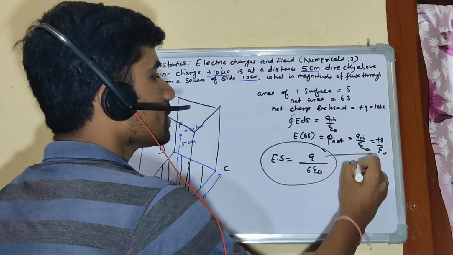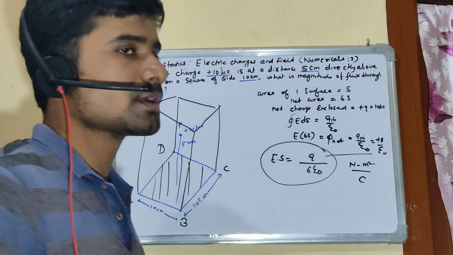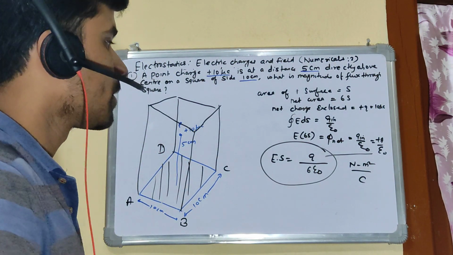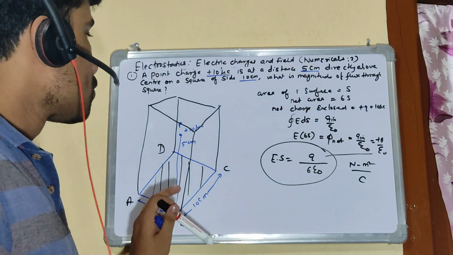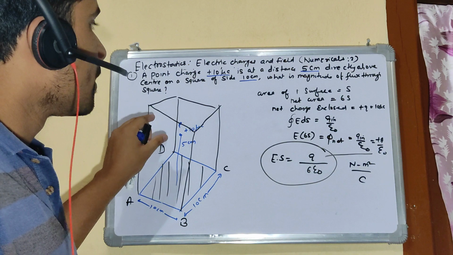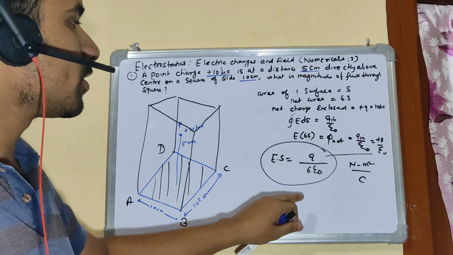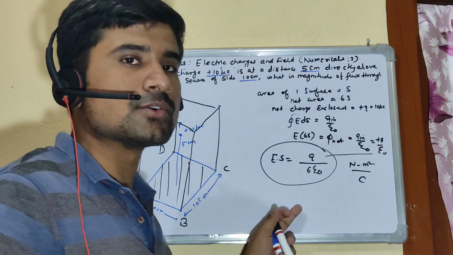Now by putting the values we can calculate the flux, right? And the unit of flux, you know, is nothing but Newton meter square per coulomb, right? It's clear, right? So the value of charge is plus 10 microcoulomb. You already know the value of epsilon naught, and you can easily put it in and find the value, right?